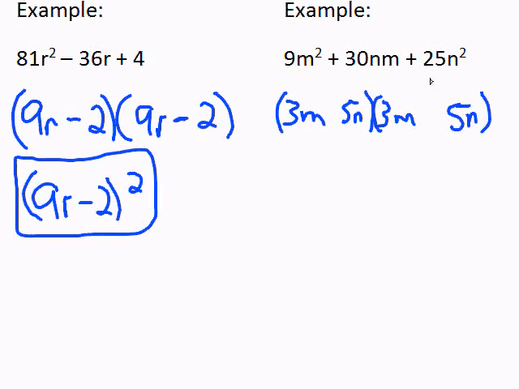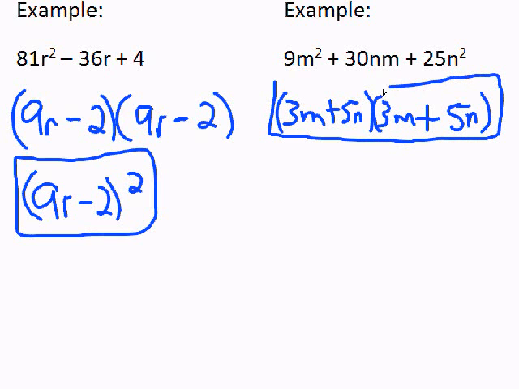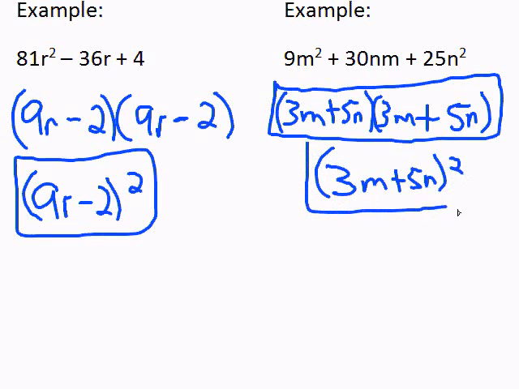Now, we want the two last terms to multiply to positive 25n squared and our middle terms to add to a positive 30nm. So it's going to be plus 5 and plus 5, which we can write as, by the way, this is an acceptable answer, but we can also write this as 3m plus 5n squared. If we want to check our answer, we must distribute using our two sets of parentheses, and I'll leave that up to you, but please go ahead and distribute that to check to make sure that these are the correct factors of 9m squared plus 30nm plus 25n squared.